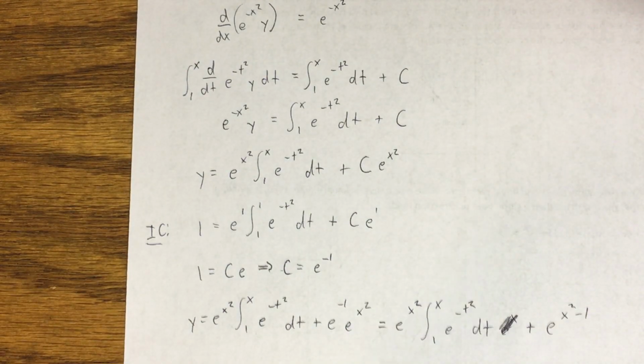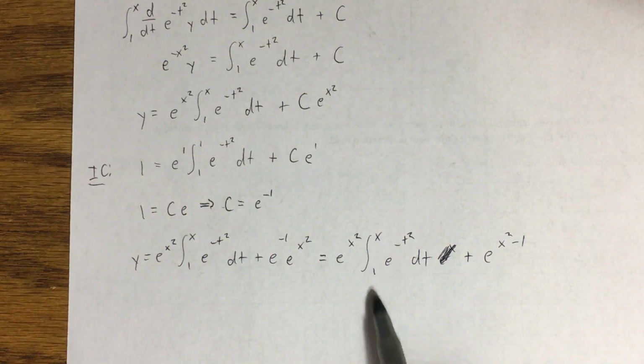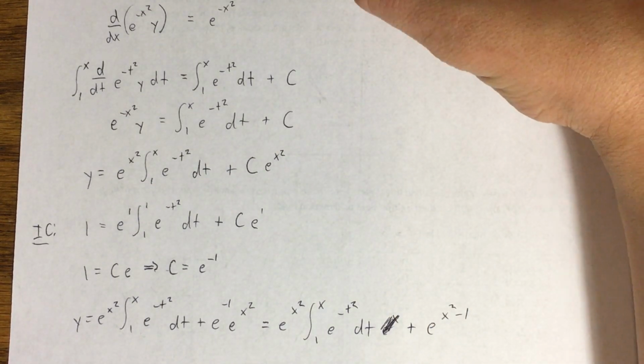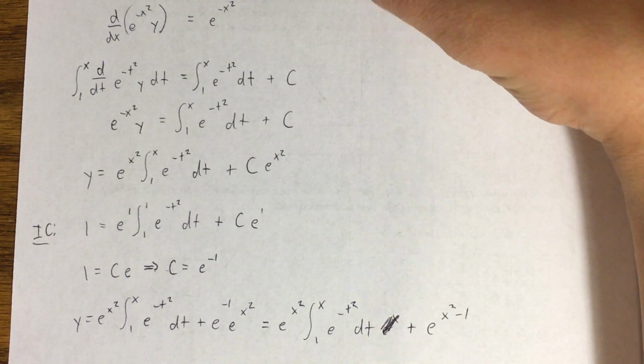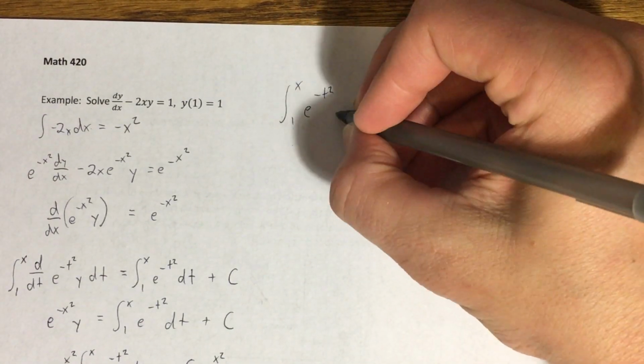Okay, now I can technically just stop here if I wanted to, but nowhere am I making any mention of the error function. So I actually want to do that next. What I can do is manipulate this integral right here. I'm going to do that off to the side. So if I were to write the integral from 1 to x of e to the negative t squared dt.